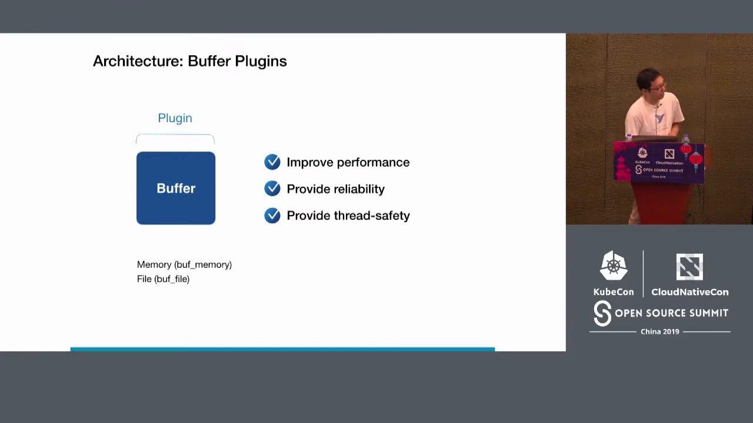And Fluentd provides a buffer plugin by default. The file buffer plugin stores the data on the persistent disk, so this avoids data loss when Fluentd crashes. So we recommend using the file buffer in the production environment.